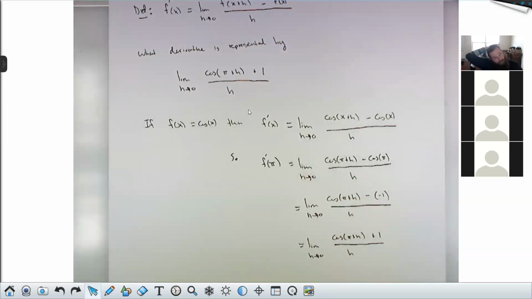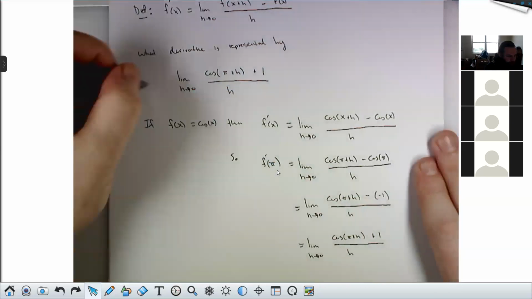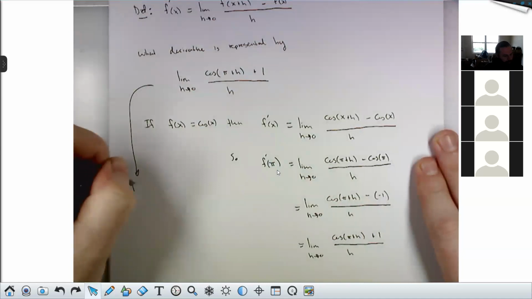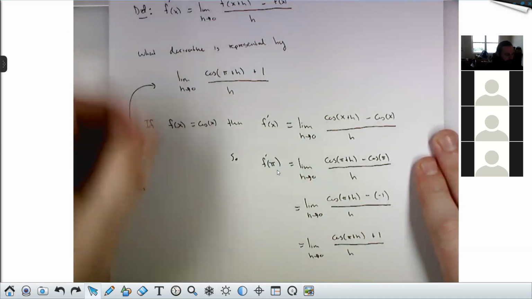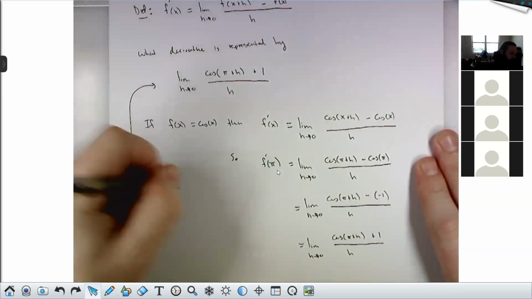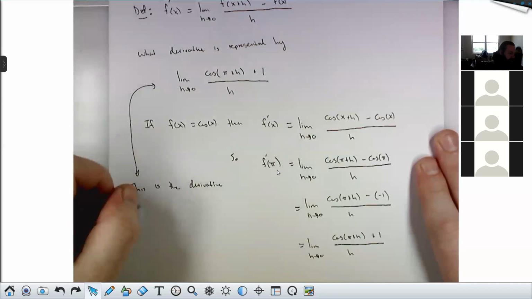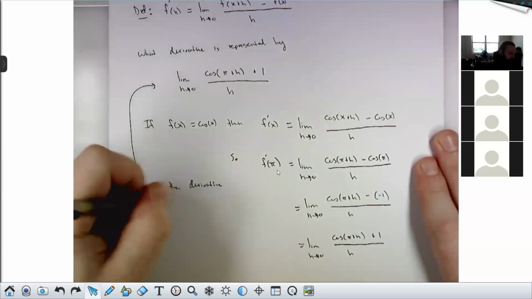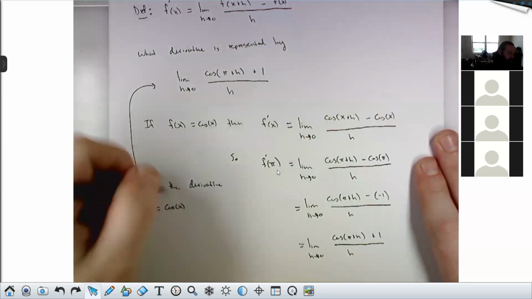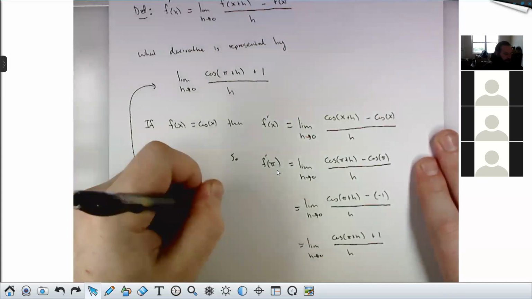So what we see is that the limit we started with, the limit they gave us right here, is the definition of the derivative for the cosine function with pi plugged in. So this piece is the derivative of f of x equals cos x at a equals pi.